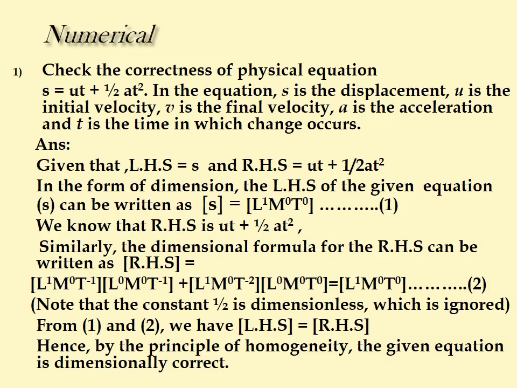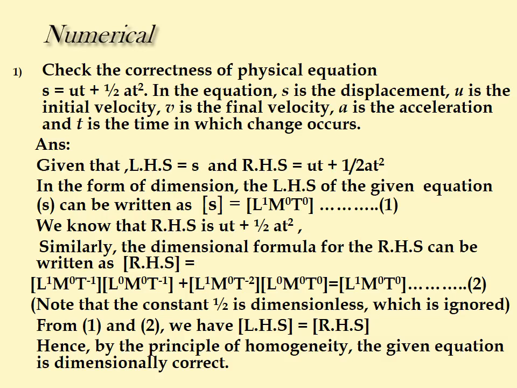In the form of dimensions, the LHS of the given equation, S, can be written as: dimension of S = [L¹ M⁰ T⁰]. This is equation number 1. We know that the RHS is ut + 1/2 at².